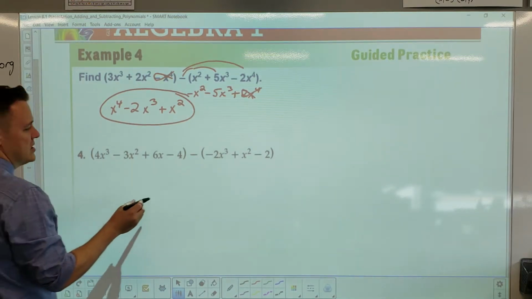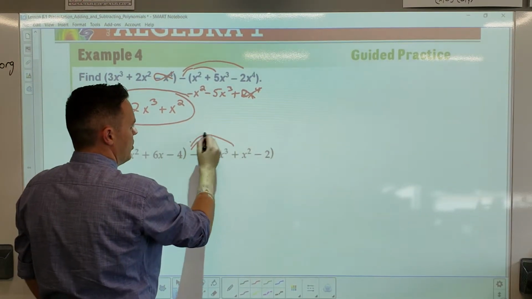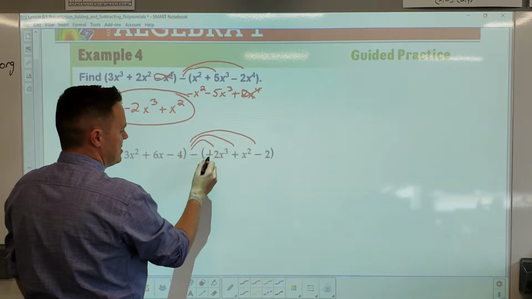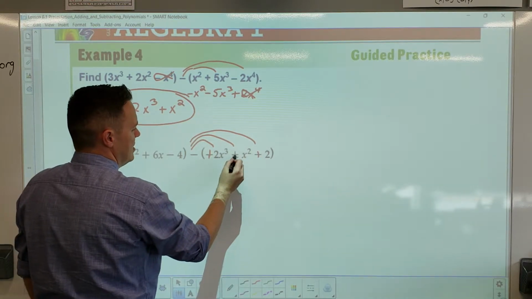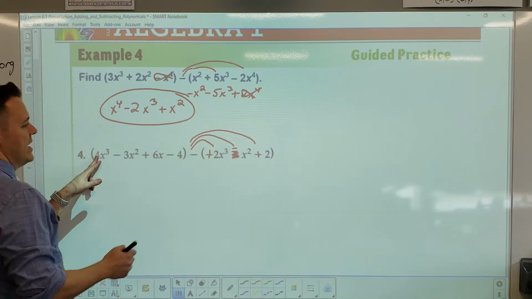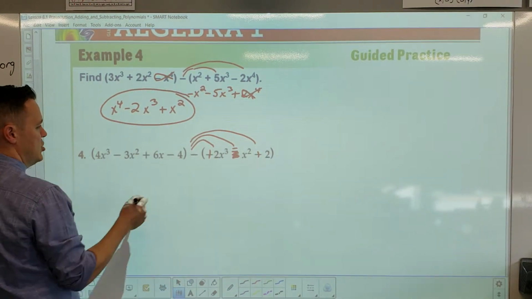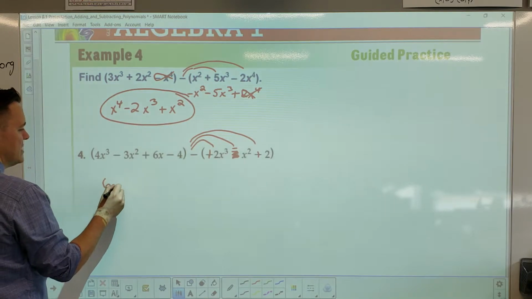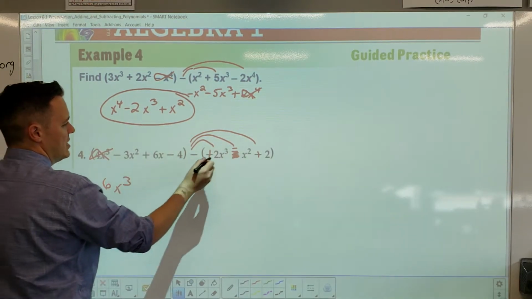This one here, you do the same thing. Distribute the negative across the board. This is going to be a plus. This is going to be a plus. And this, ladies and gentlemen, is going to be a minus. So if I did that setup, x to the 3rd. So I have 4 plus 2 now. It's going to be 6x to the 3rd. You get rid of these.